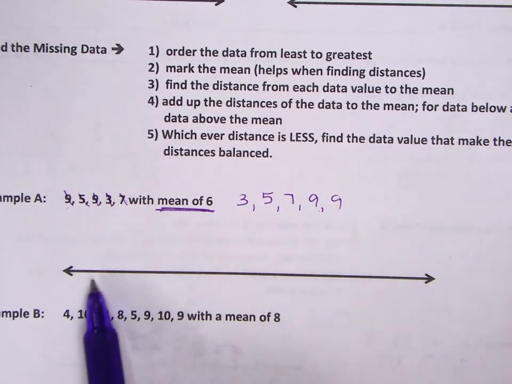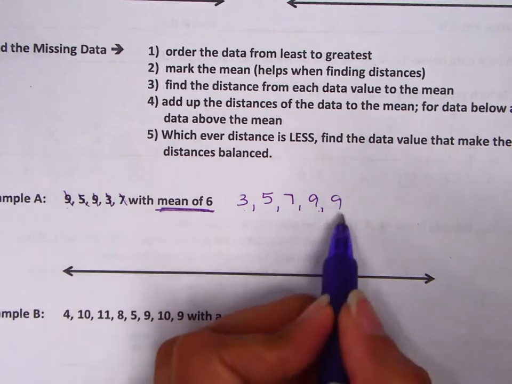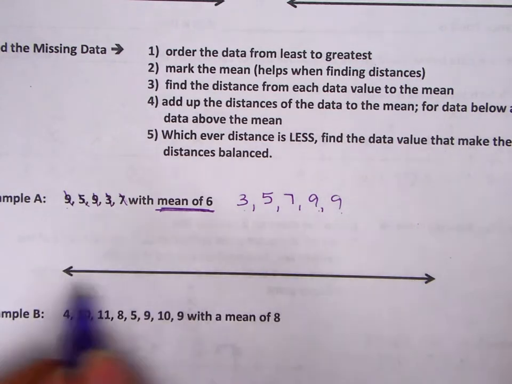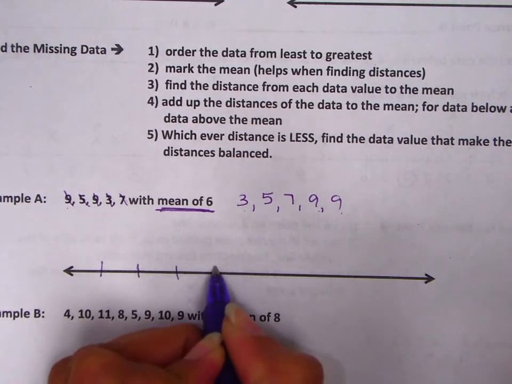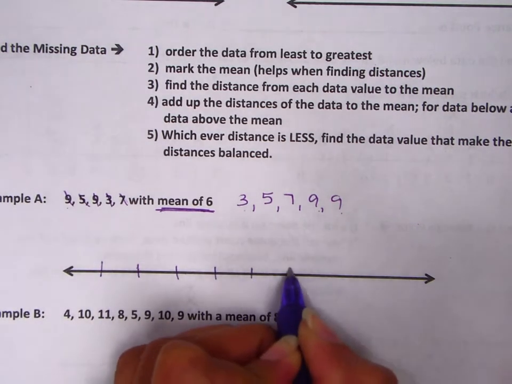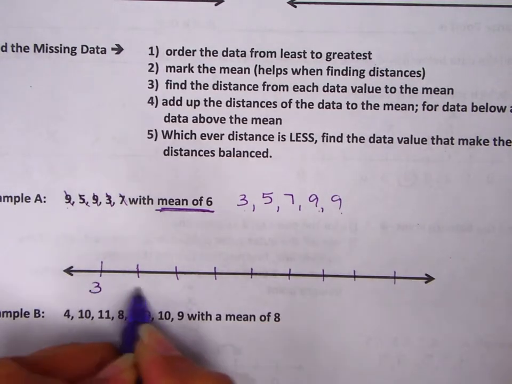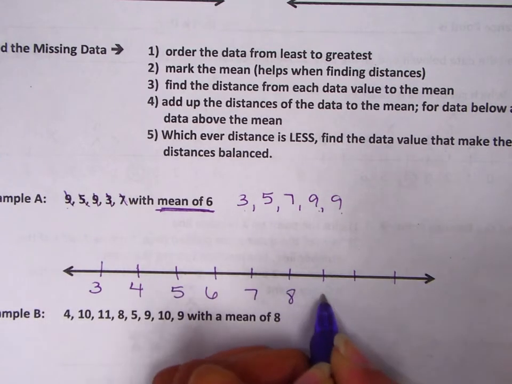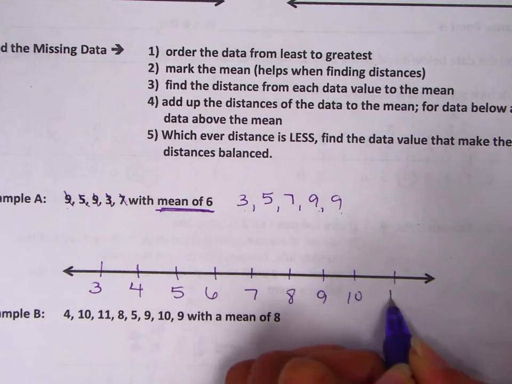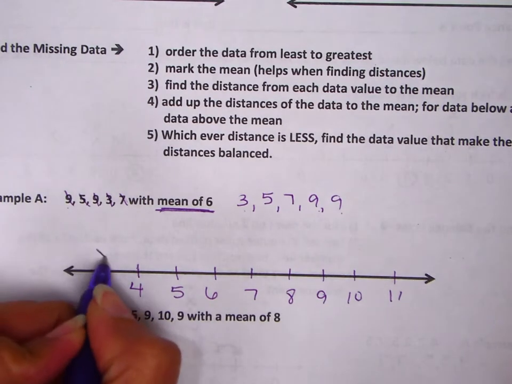So I'm going to number this number line, and my smallest number is 3, my greatest is 9. This is so big I could probably get in a lot of stuff. So I'm going to space this out. And then I'm going to number it. I have a 3, 4, 5, 6, 7, 8, 9, plenty of space. And I'm going to plot those points on my number line.